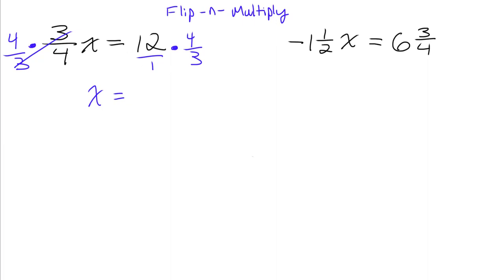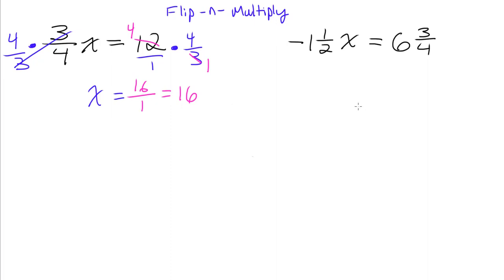Now, hopefully, many of you remember the concept of cross-simplifying. When I'm multiplying with fractions, only when I am multiplying with fractions, I can match the top of one fraction with the bottom of the other and simplify. So 12 and 3 can both be divided by 3. So 12 divided by 3 is 4, and 3 divided by 3 is 1. So 4 times 4 is 16, and 1 times 1 is 1. So 16 over 1 equals 16. So x equals 16.